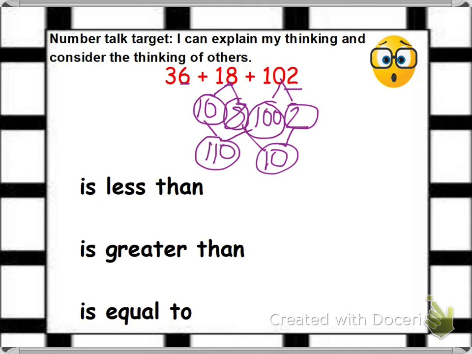Now I have to add 110 plus 10 together. Well, 110 plus 10 equals 2 tens plus 0 ones, so it's 120. So I have to add 120 to 136. So let me remake this number sentence again.